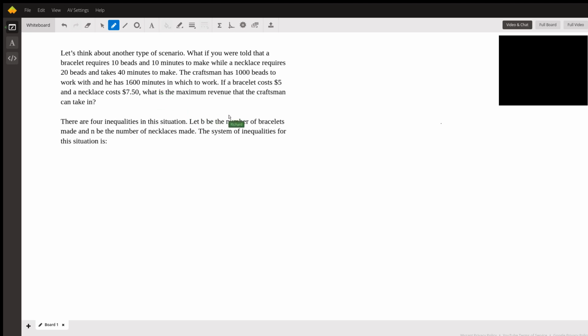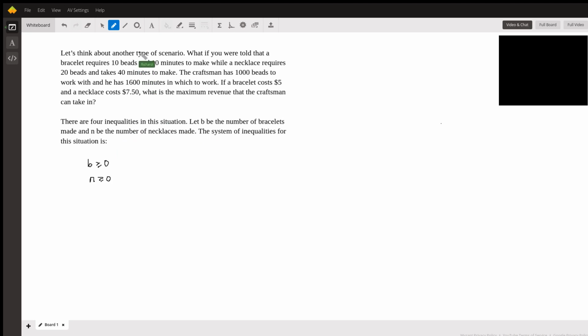So we're going to have B is the number of bracelets that will be made, and N is the number of necklaces that will be made. And so right away, we can start putting our constraints down. The number of bracelets has to be greater than or equal to 0. You can't make negative bracelets. And the number of necklaces also has to be greater than or equal to 0 for the same reason. You can't make negative necklaces.